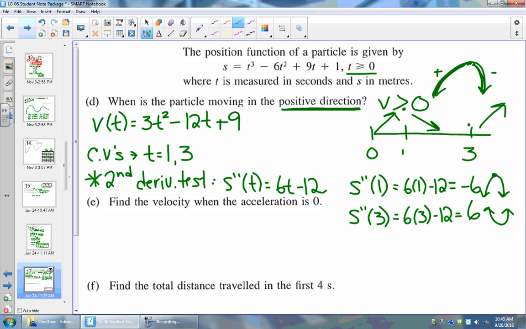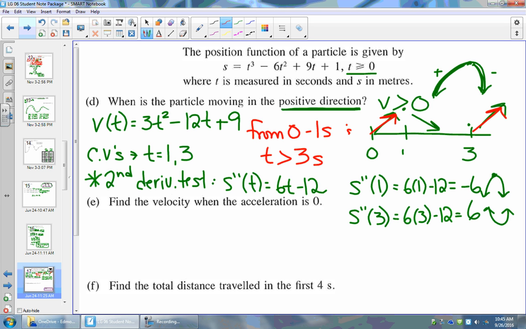Looking at this, the question is saying, when is the particle moving in the positive direction? Now the positive direction means I must have a positive slope. So there and there. We can say from 0 to 1 second we're moving in a positive direction, and from 3 seconds onwards. I can even just write here, greater than 3. So when the time is greater than 3. Hopefully that makes sense to you guys.